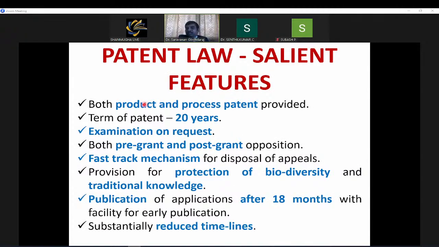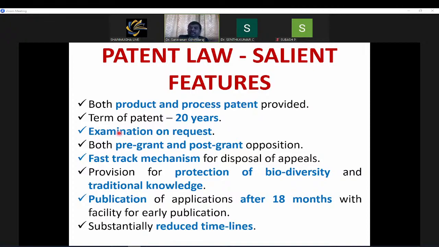It can be given to a product as well as to a process. At present, a patent will be granted for a period of 20 years. In this 20-year term, full rights are given to the inventor. And if you request them to examine your invention, only then will they examine it. Unless you request the patent office or controller, they will not examine your invention and will not grant a patent.